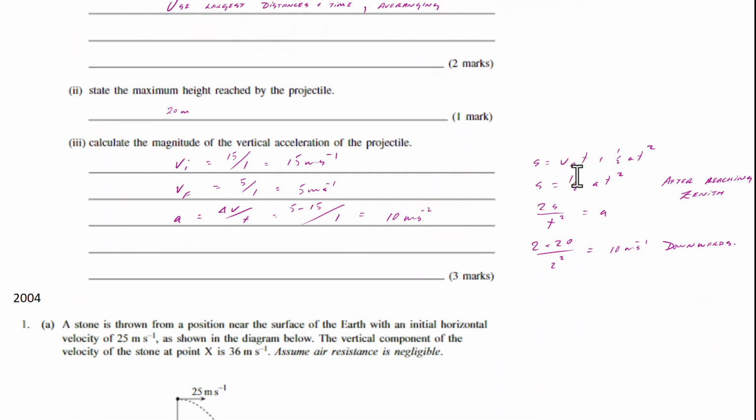So initial velocity is 0, so that drops off. Here's your equation, rearrange, substitute your values. So there's the 20 meter height in a 2 second period, and you end up with the same answer. So both of those would be valid.